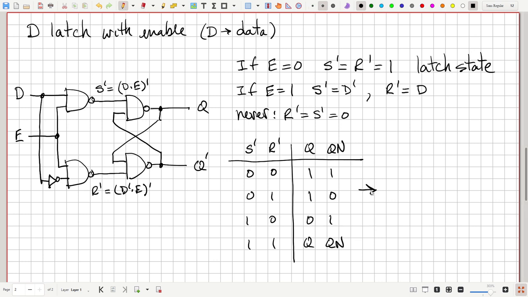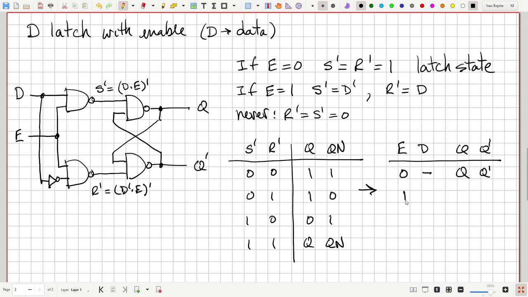Okay, now with the S prime and the R prime generated by this input circuit, we're going to get a truth table that has enable and a data signal, and then a Q and a Q prime. So when the enable is 0, this is what we set up here. Doesn't matter what D is, we're always in the latch state. So Q is Q and Q prime is Q prime.